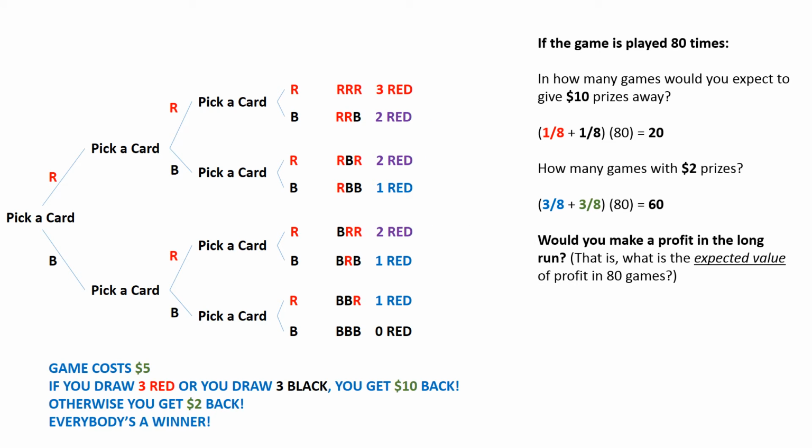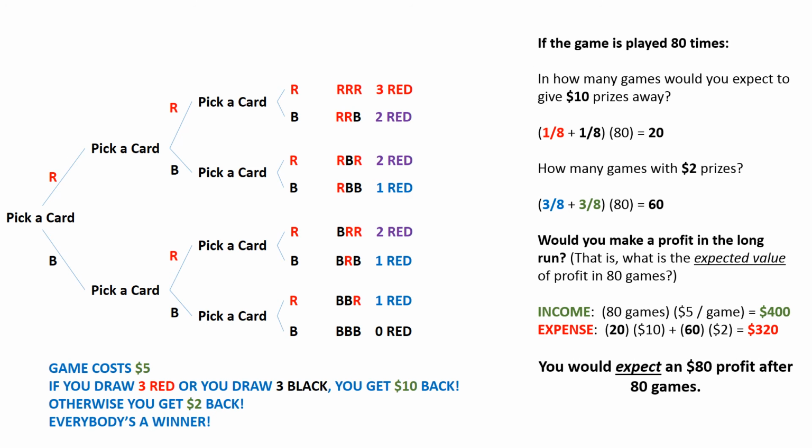Would we make a profit in the long run? That is, what is the expected value of the profit after 80 games? Well, our income, the money we collect, is $400, while we expect to pay out 20 $10 prizes and 60 $2 prizes for an expense total of $320. Thus, we expect a profit of $80 in 80 games, or $1 per game.